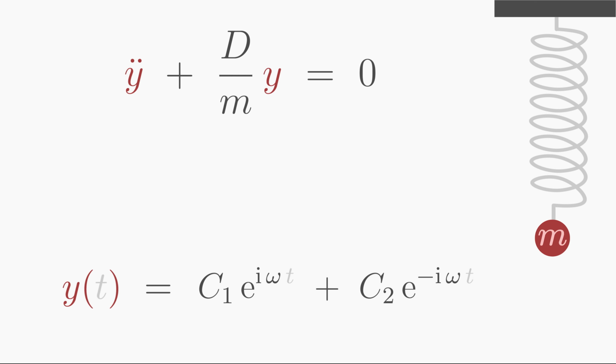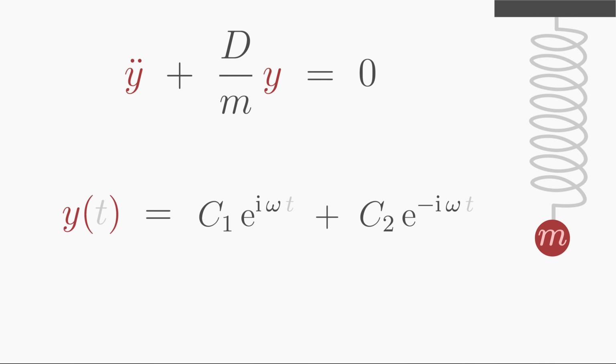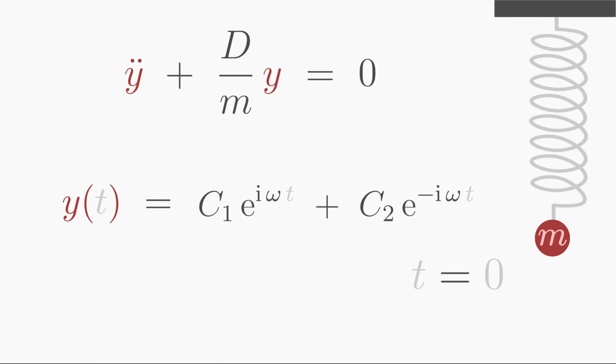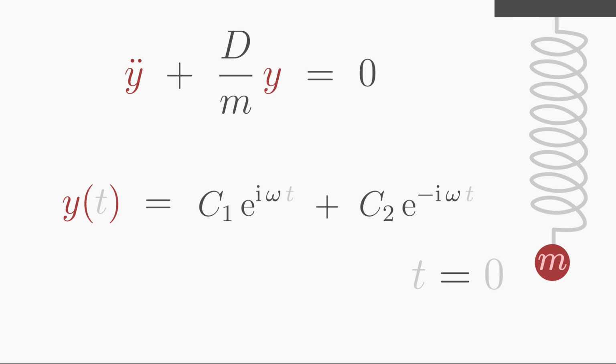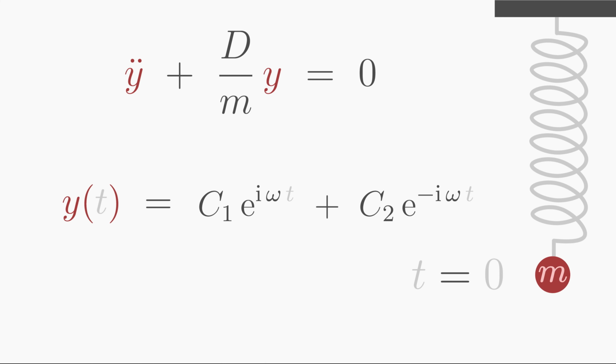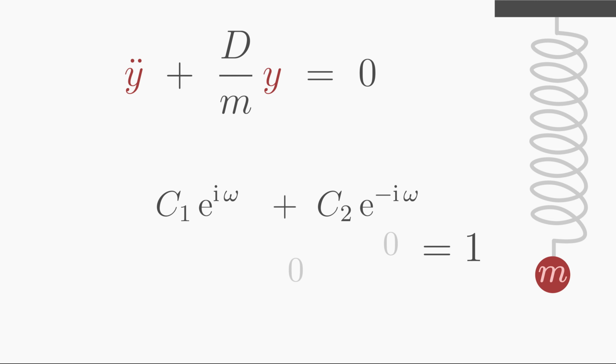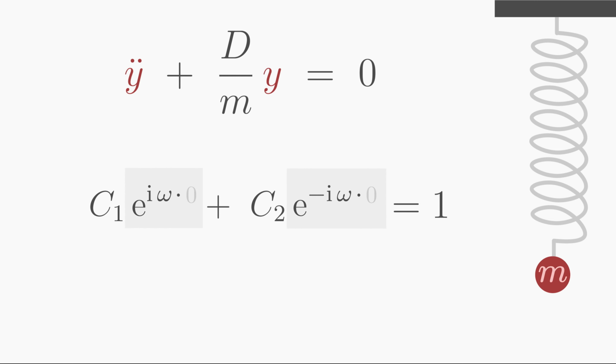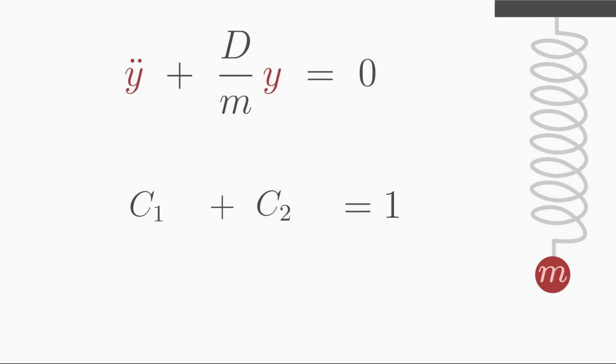Before that, let us determine the unknown constants C1 and C2 with initial conditions for our problem. For example, we could have observed that at the time t equals 0, the displacement of the spring was 1. The spring was displaced to the maximum, so the initial condition is y of 0 is equal to 1. Insert this condition into the solution to determine C1. e to the power of 0 is 1. Rearrange for C1 and you get C1 is equal to 1 minus C2.